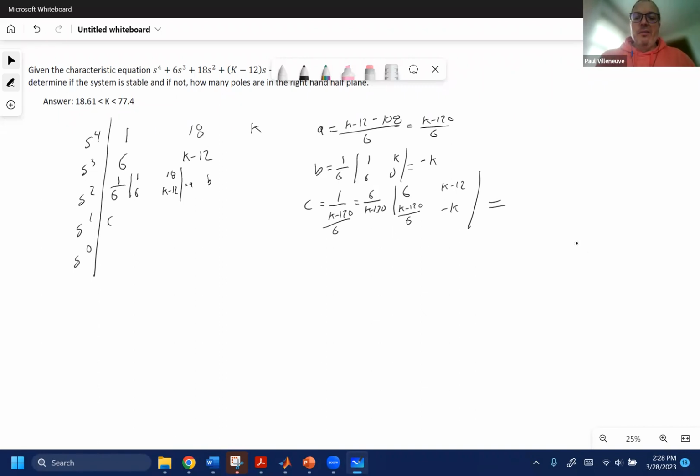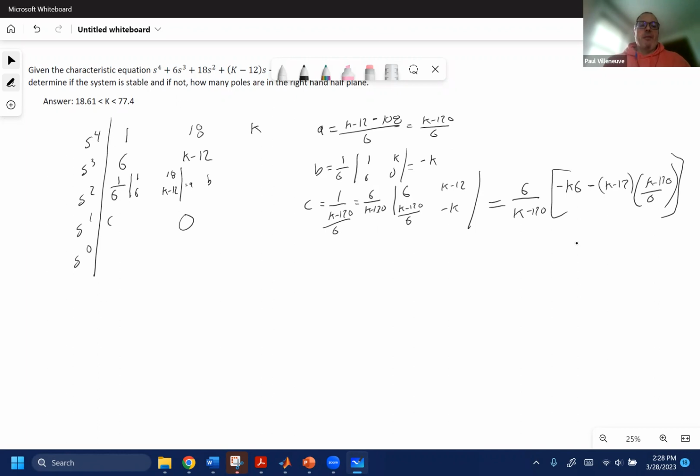So it's going to be equal to 6/(K minus 120), and this is going to be equal to negative K times 6 minus (K minus 12)(K minus 120) over 6. That whole thing is multiplied. That's our C term. D is equal to 0. We don't have to even calculate that.